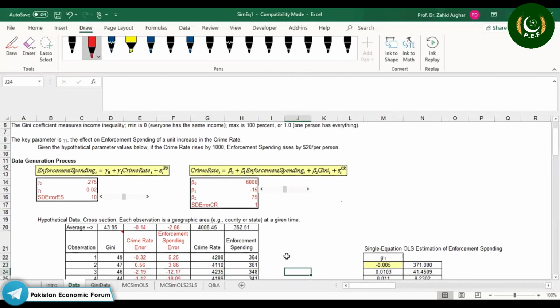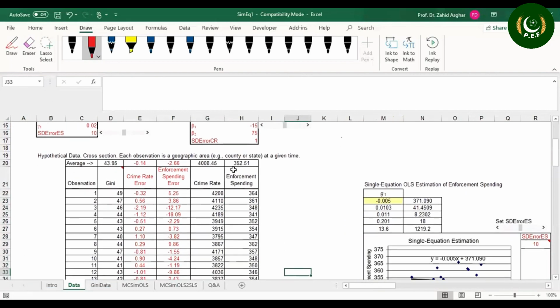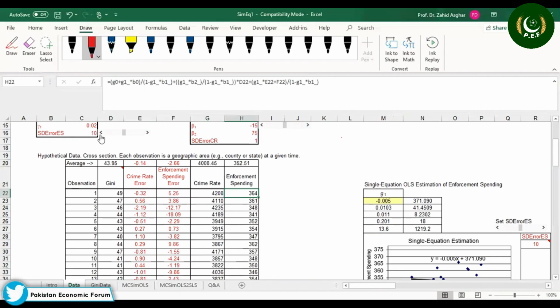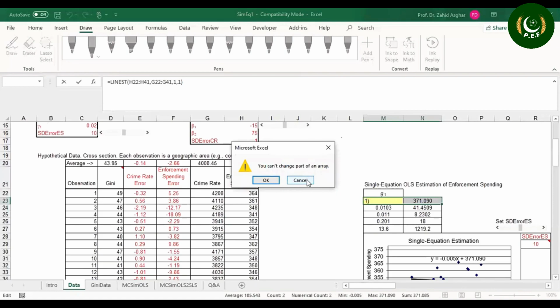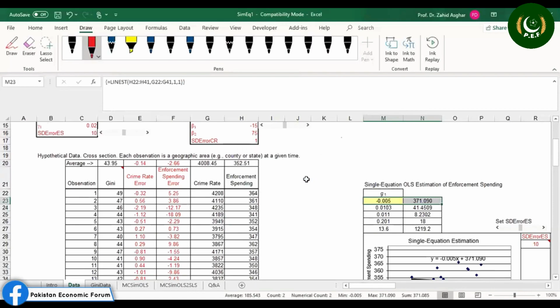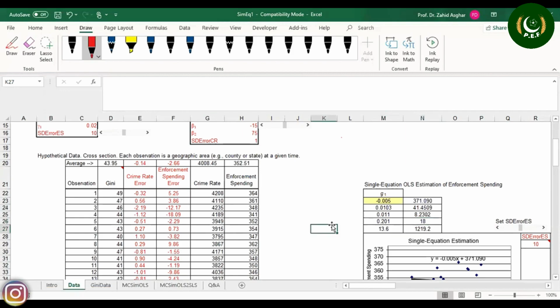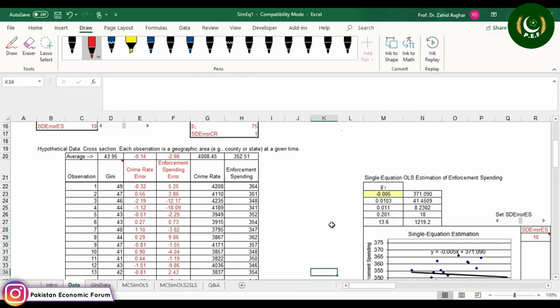Now we are going to regress. These are 20 values of enforcement spending and crime rate, and these are simulated values based on these parametric values. We have estimated using the LINEST function and calculated this function. We cannot change one cell when we have an array formula. This is the standard error. This is R square, and this is the degrees of freedom, 18, that is 20 minus 2. This is the sum of squares of residuals.